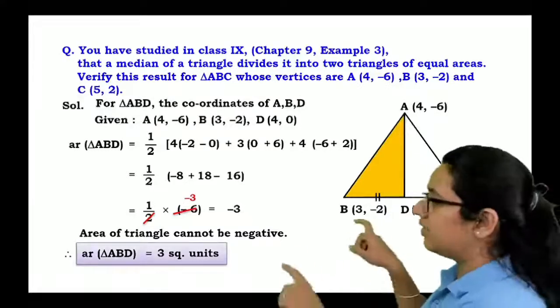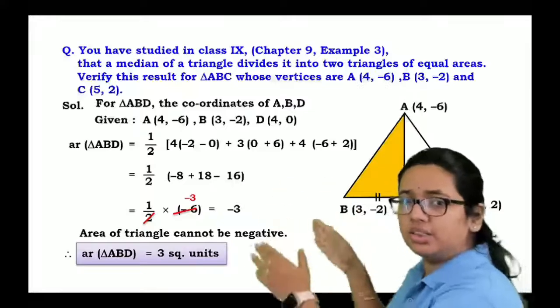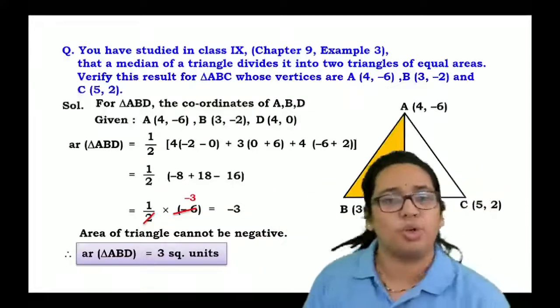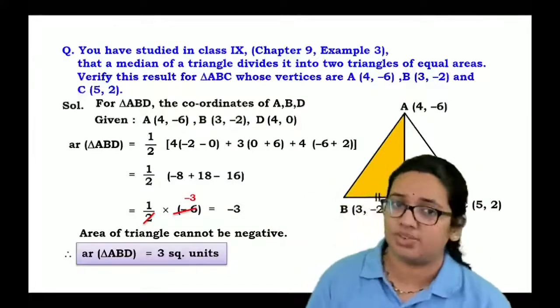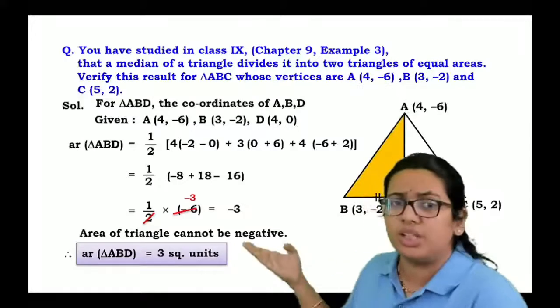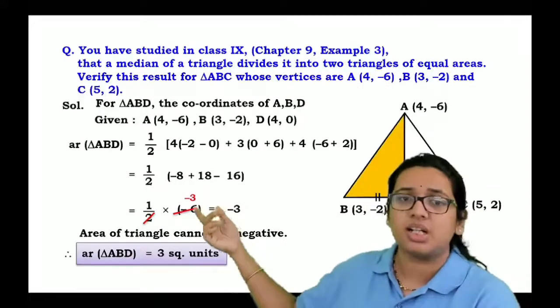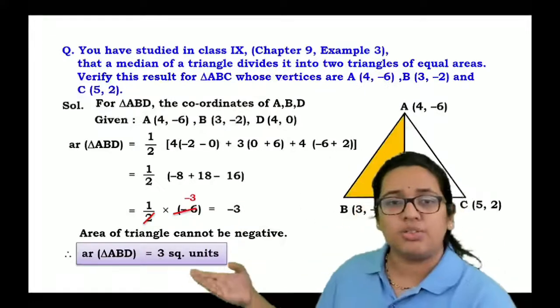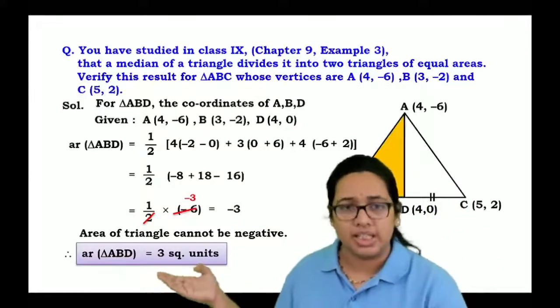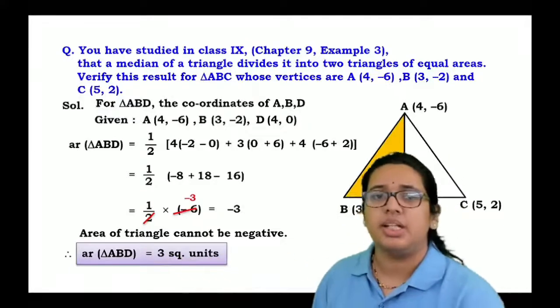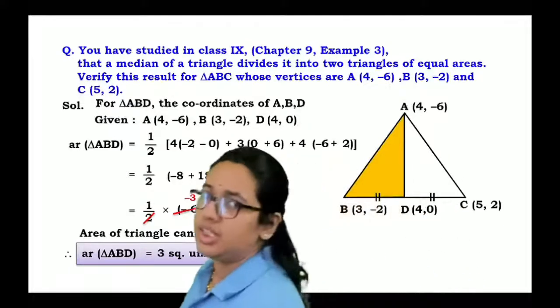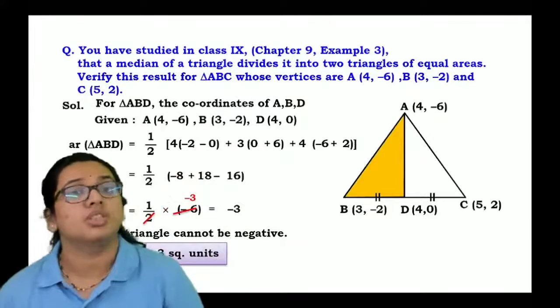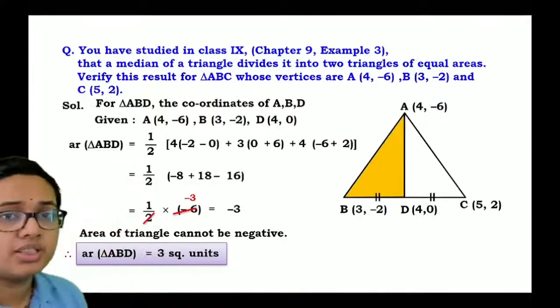So we'll just take the smaller value, or whatever negative value you got, the area cannot definitely be negative. So we'll just consider the positive value. Hence, the area of the triangle ABD is 3 square units. So we are done up to the first part.